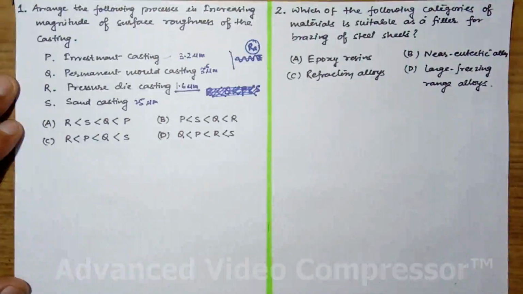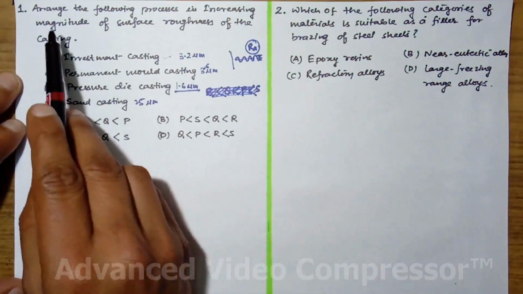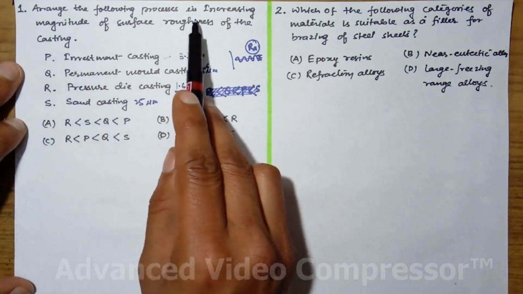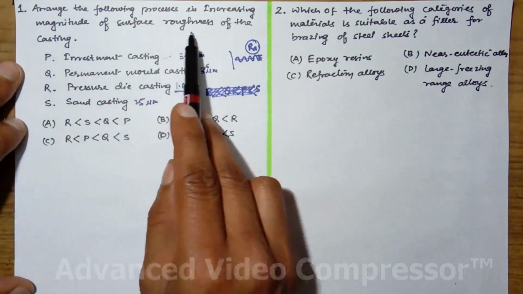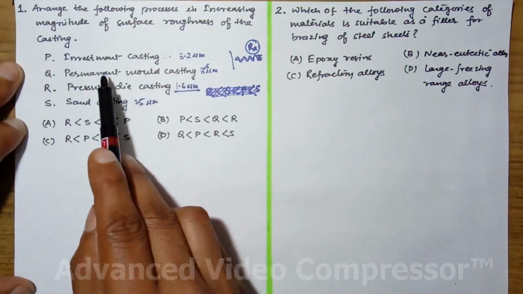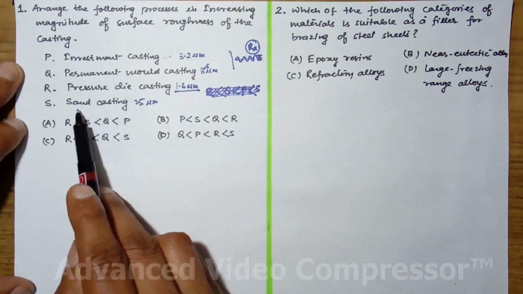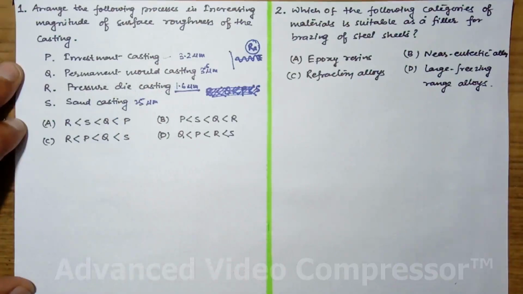Hello everyone. Today we'll discuss the solution to the GATE 2008 manufacturing problems. The first problem is: arrange the following processes in increasing magnitude of surface roughness of the casting. So different types of castings are given, such as investment casting, permanent mold casting, pressure die casting and sand casting. So we need to know the surface roughness.